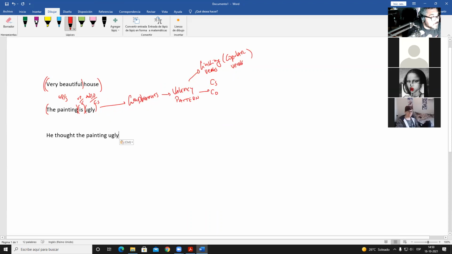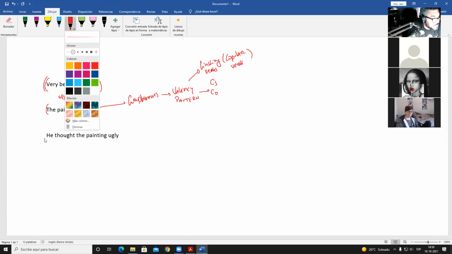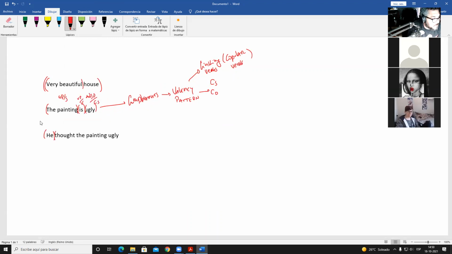We have a sentence, and this sentence is composed of a noun phrase subject, a verb phrase verb. He thought what? The painting, right? This is a noun phrase object. And then how is this painting? This painting is ugly. So all over again, it's an adjective phrase complement, but an object complement. Why object complement? Because it's providing information about the painting, right? So there you have two different examples for both of them.